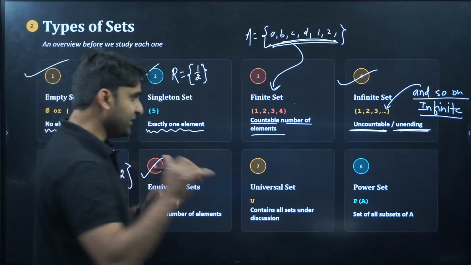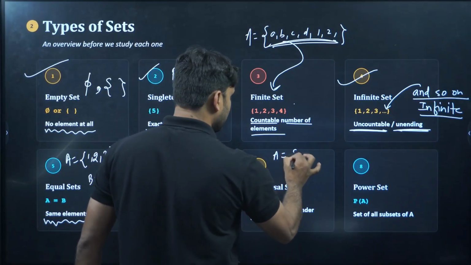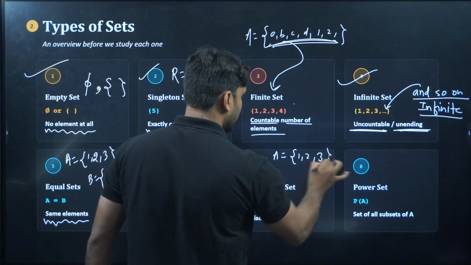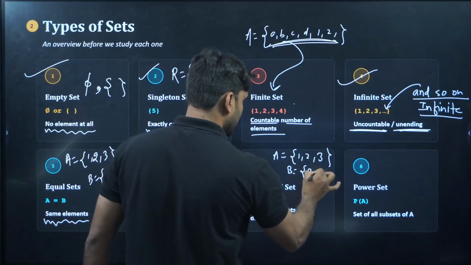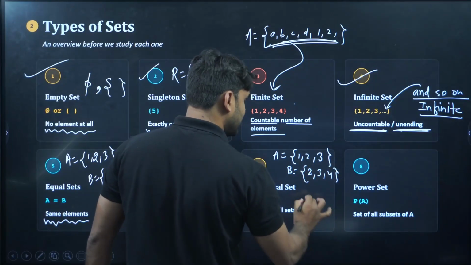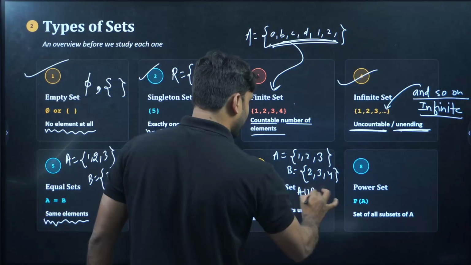Next is the universal set. Universal set means it contains all sets under discussion. For example, I have set A: 1, 2, 3, right? And I have set B: 2, 3, 4. Now if I ask you, what will be the universal set of both?